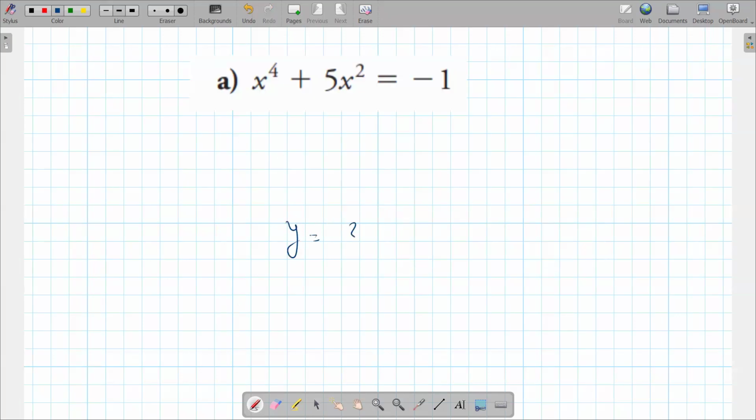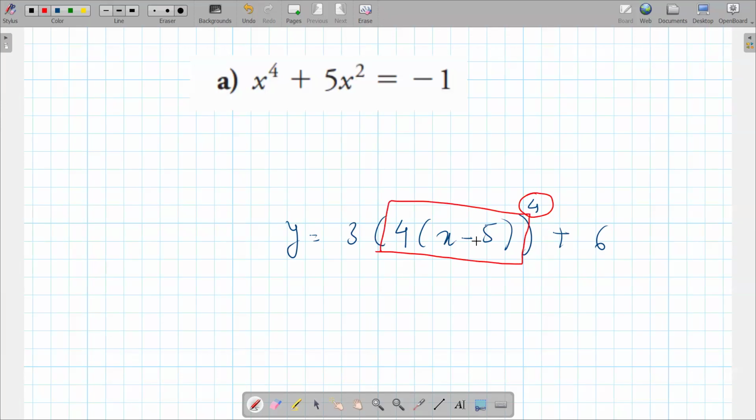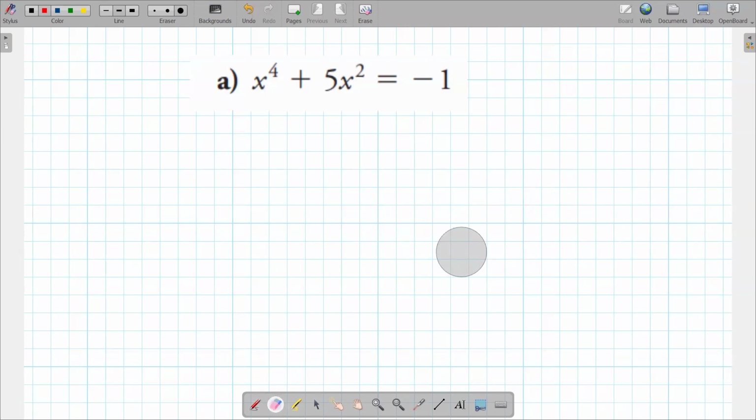So for a quartic polynomial, the right format would be something like this: y equals 3, and then maybe a k value, maybe a d value, and a c value, like that. So you would have to have the power 4 on the outside of the function. That's the right format, and this is much easier to graph. Currently, though, as we see it, it's not in the right format.